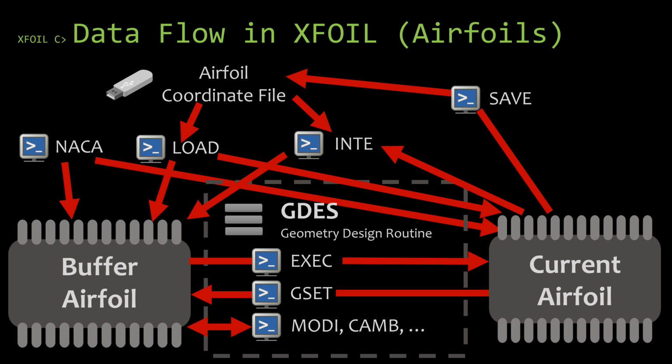The idea behind this is that if you want to tweak the geometry or the shape of the airfoil, you have this buffer airfoil where you can make changes, and then you can push it out and make it your current airfoil if you're satisfied with the results. That's the general idea behind the buffer airfoil and the current airfoil: the buffer airfoil gives you the option to modify it and determine whether you want to keep it or not.